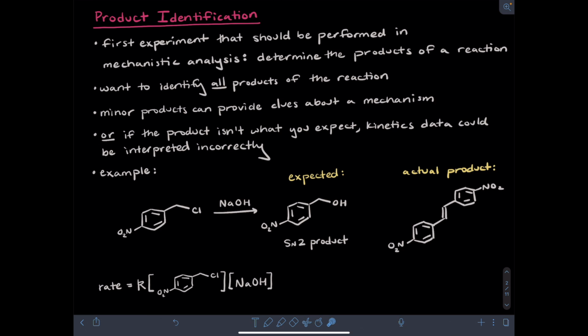However, the actual product was this substituted alkene instead. The sodium hydroxide actually functioned as a base to deprotonate the carbon with the chloride attached to it, which then undergoes a more complicated reaction, eventually leading to this stable alkene. If the researchers had not identified this product correctly, they would have made assumptions about the mechanism based on the rate law that would be incorrect.